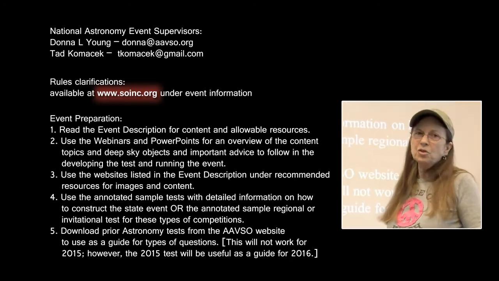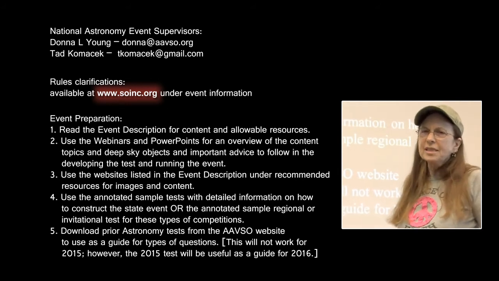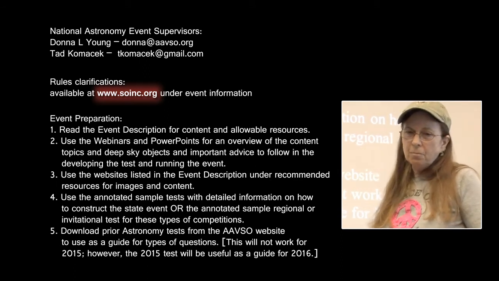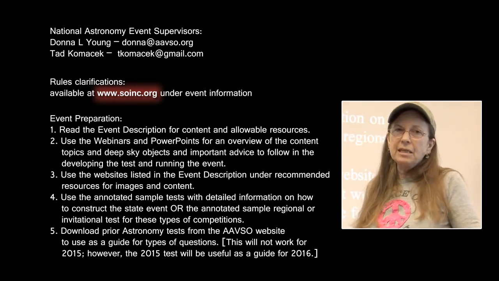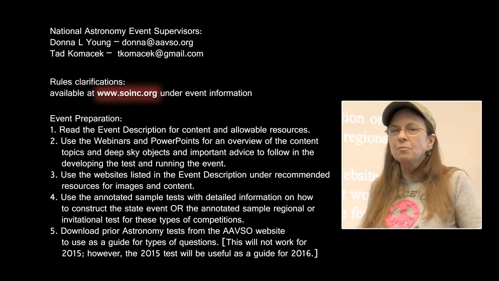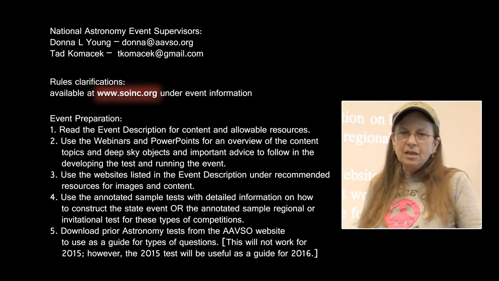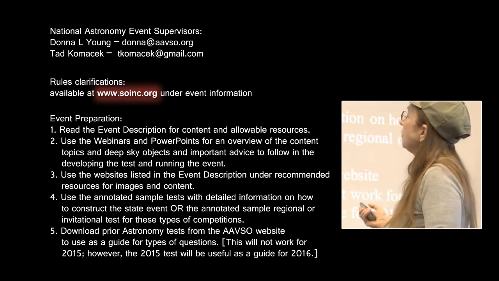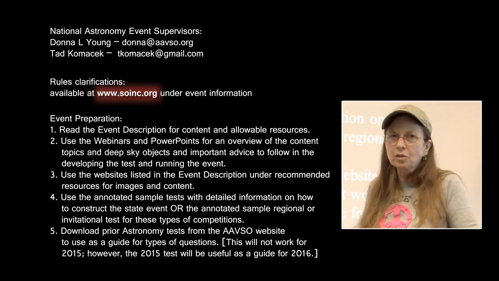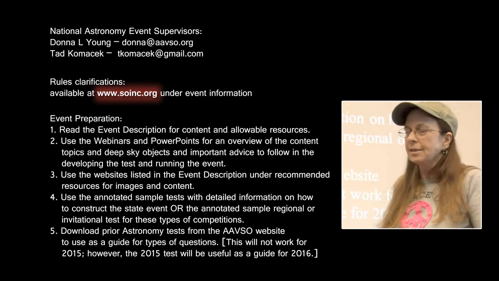So read the event description, look at the allowable resources, and use the Chandra Astronomy 2015 webinar to get an idea about all of the deep sky objects, the classification of those objects, and the content. There is a general discussion of every single thing in that event description in that webinar. And the PowerPoint for that webinar is posted on the American Association of Variable Star Observers website. I'll give you that URL in a second.